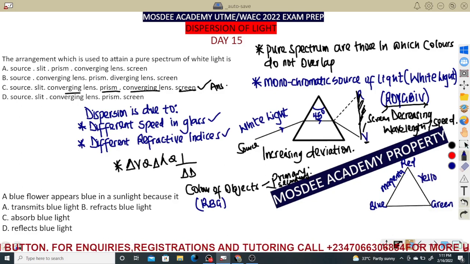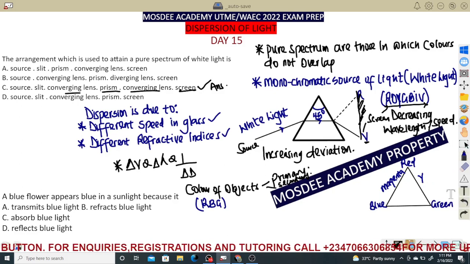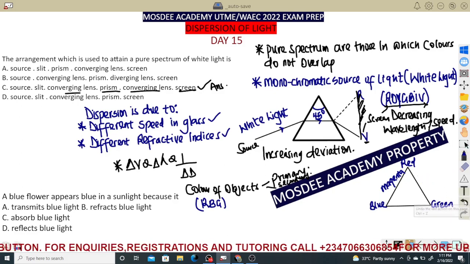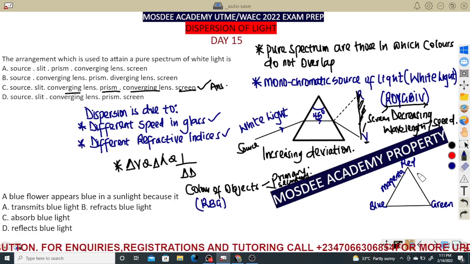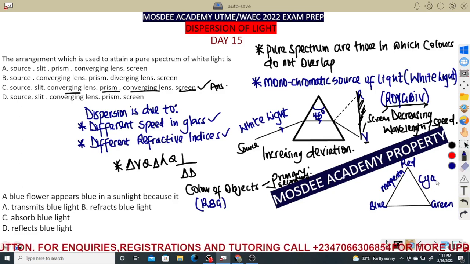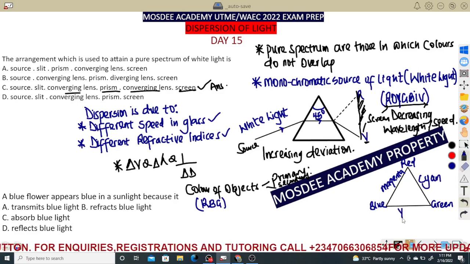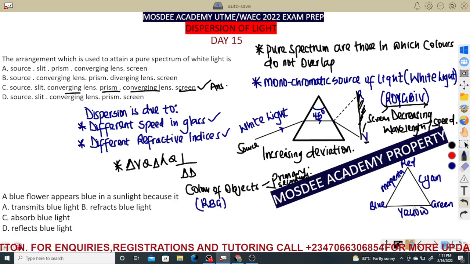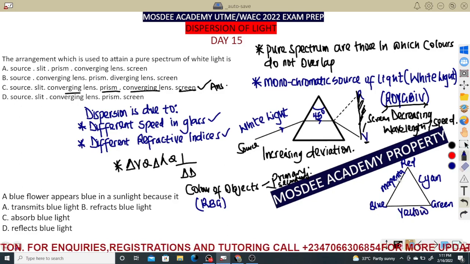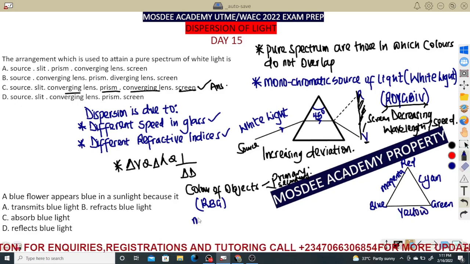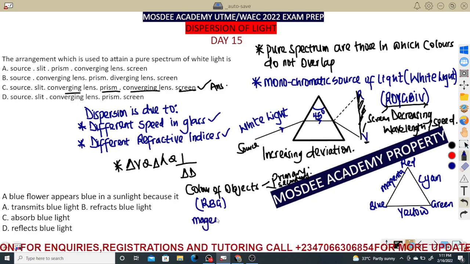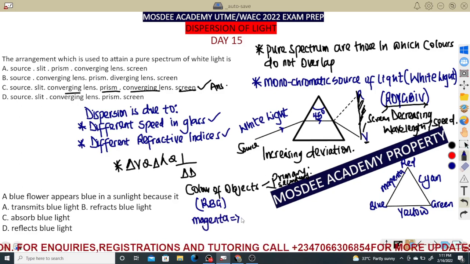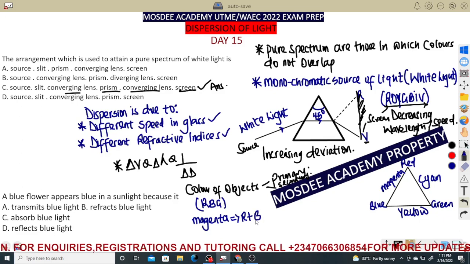No, I think I am wrong. Sorry about that. Red and green should give you yellow, and blue and green will give you cyan. Don't mind when I make a mistake, I easily spot it. So these are the ones that we form by mixing. So next time you see a question, magenta is equal to what plus what? Magenta is red plus blue.